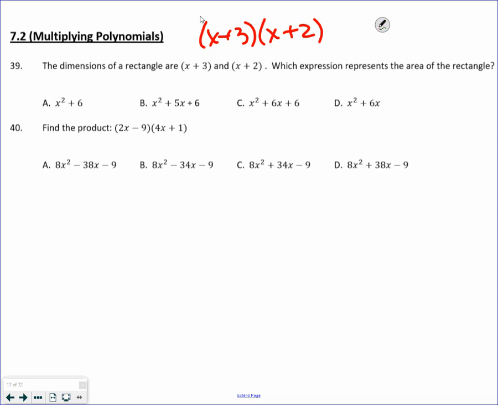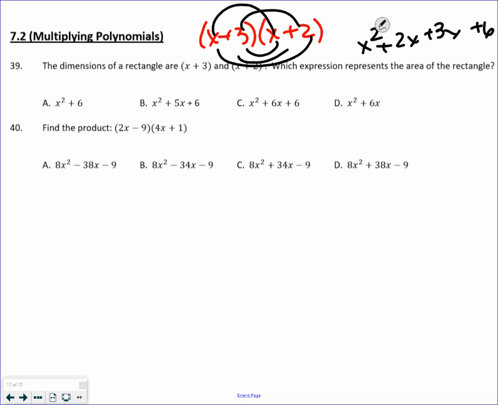Let's talk about foiling. First, outer, inner, and last. Those of you in my class would know. Makes a little smiley face. Add together the like terms, x squared plus 5x plus 6.